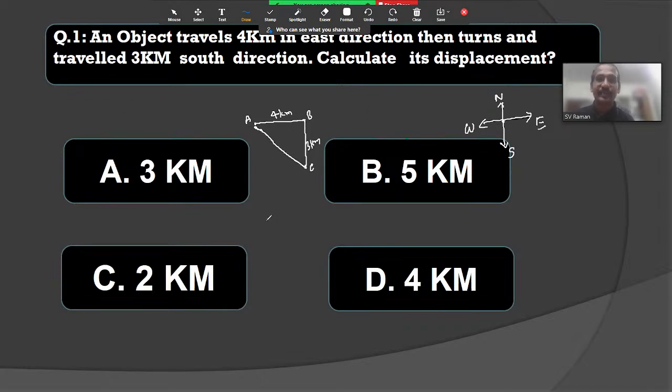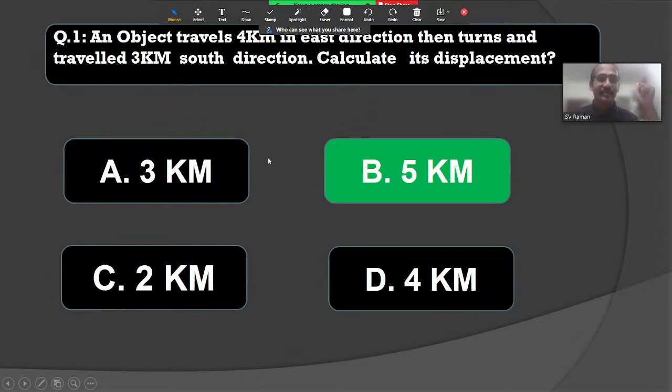Apply the Pythagoras theorem. The Pythagoras theorem says AC square is equal to AB square plus BC square. So that is 4 squared plus 3 squared. We studied this before, and I'm cross-checking how much the students understood. So that is 25 kilometers squared. AC square is equal to 25, so AC is equal to the square root of 25, which is 5 kilometers. That is the option. You can choose it. Let's see whether we are right or wrong. Yes, 5 kilometers is the right answer. Next.